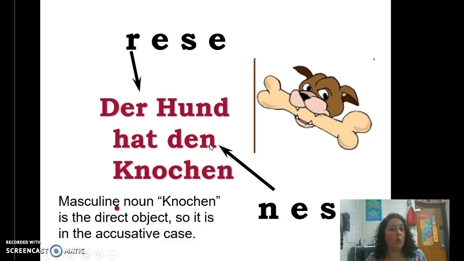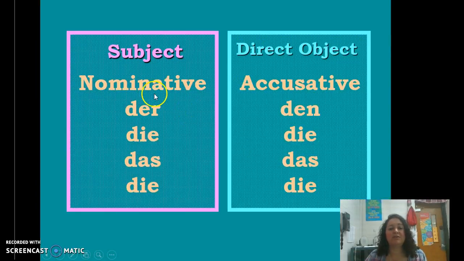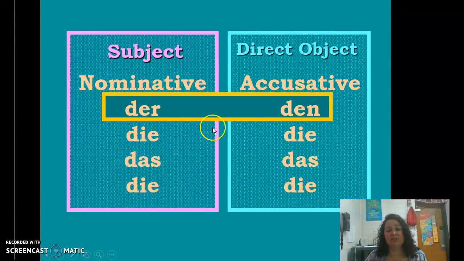Now, if you ask yourself, why does it change from der to den when it's the direct object? It just does. It's just a German grammar rule. You just have to learn it and practice it and learn when to use it. So here are the subject, der, die, and das words. Here are the direct object, der, die, and das words. Notice they're called nominative and accusative case. You will see that. So it's probably a good idea to remember it. But the most important thing is knowing when to use them.